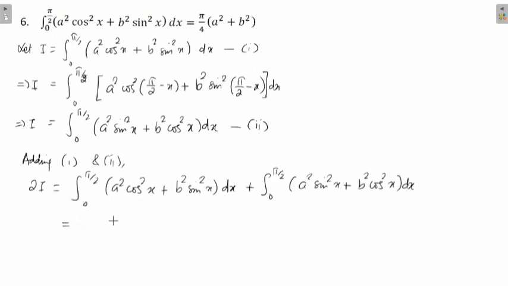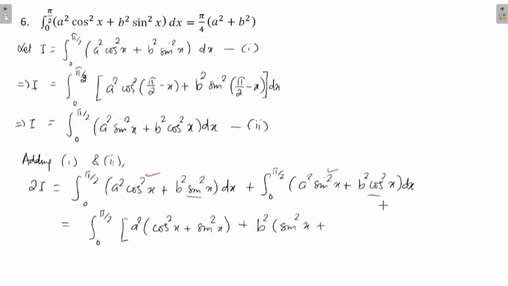Now we have the same limits, so I can combine both of these integrals. See here carefully: from this one and this one, a square is common, right? So when you take a square common, you get cos square x plus sine square x, isn't it? Similarly from this one and this one, b square is common, so you get sine square x plus cos square x dx, isn't it?